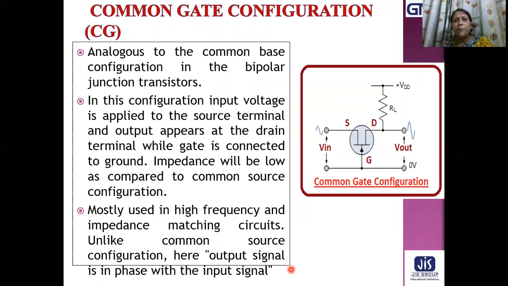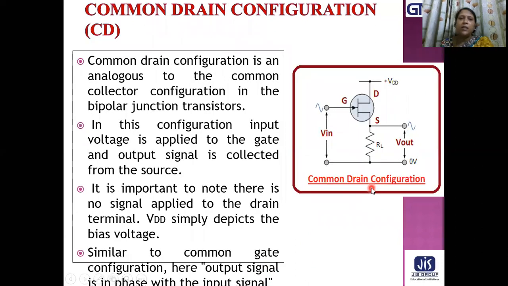So, this slide depicts the common gate configuration of JFET, analogous to the common base configuration of the bipolar junction transistor. In this configuration, input voltage is applied to the source terminal and output appears at the drain terminal, while the gate is connected to ground. Impedance will be low as compared to the common source configuration. This circuit is mostly used in high frequency and impedance matching devices. Here, the output signal is in phase with the input signal.